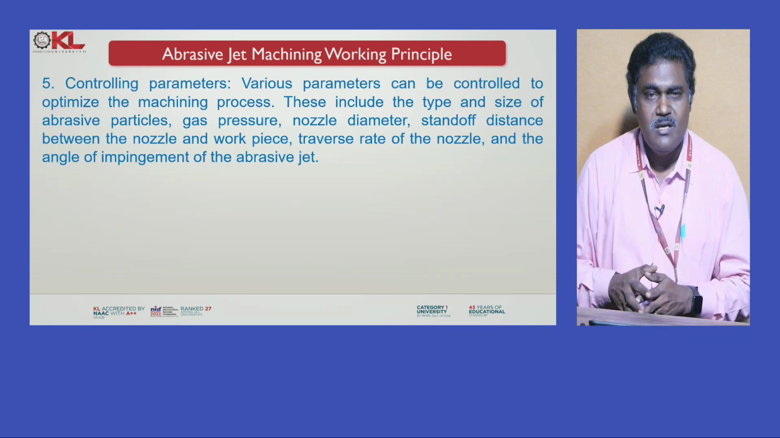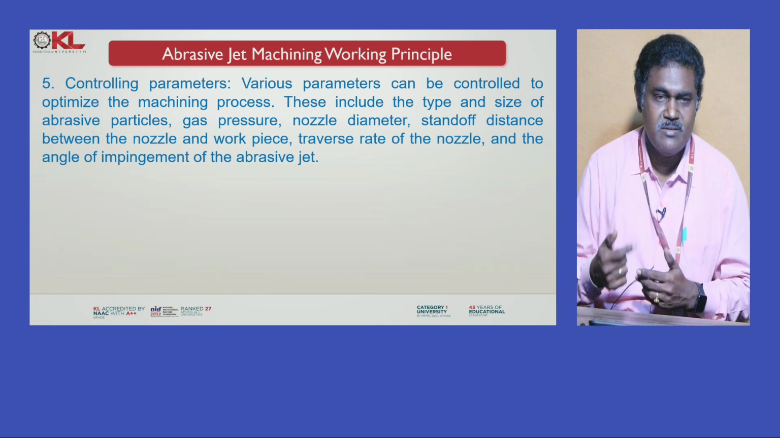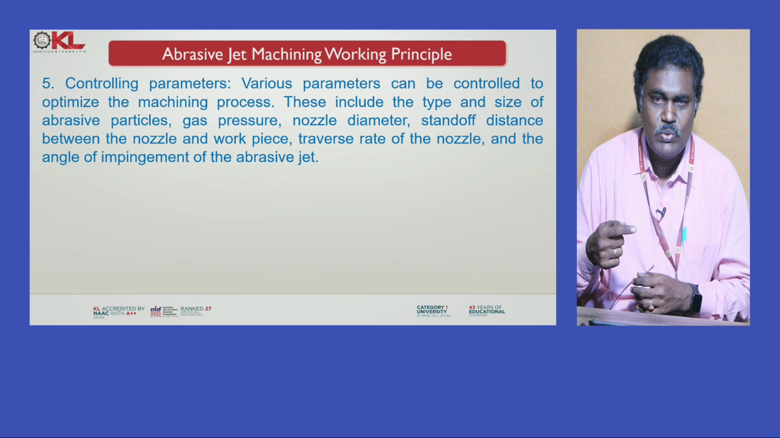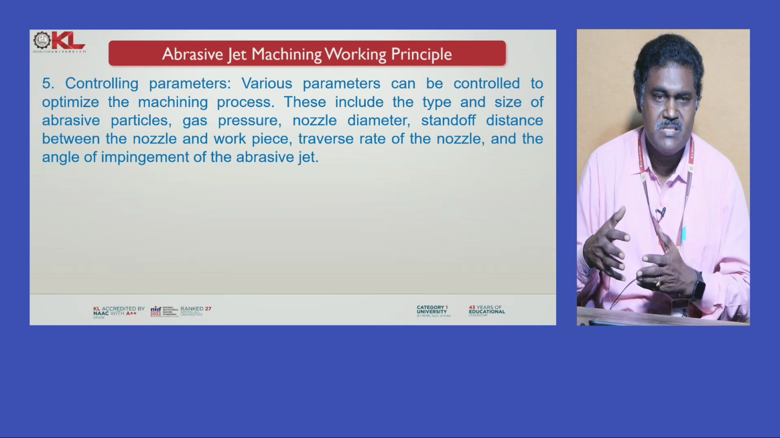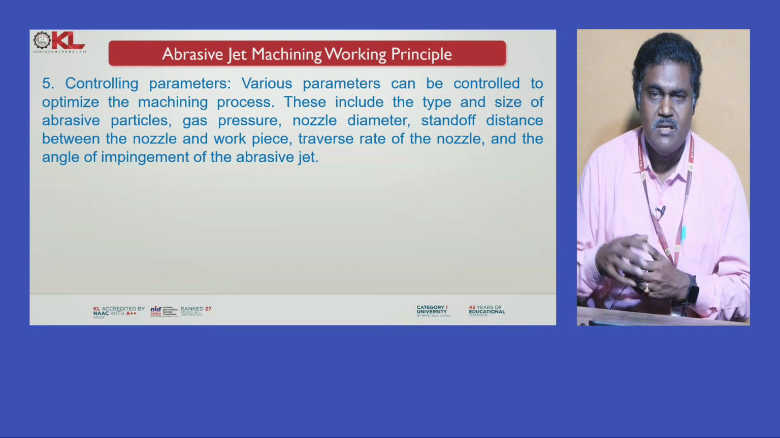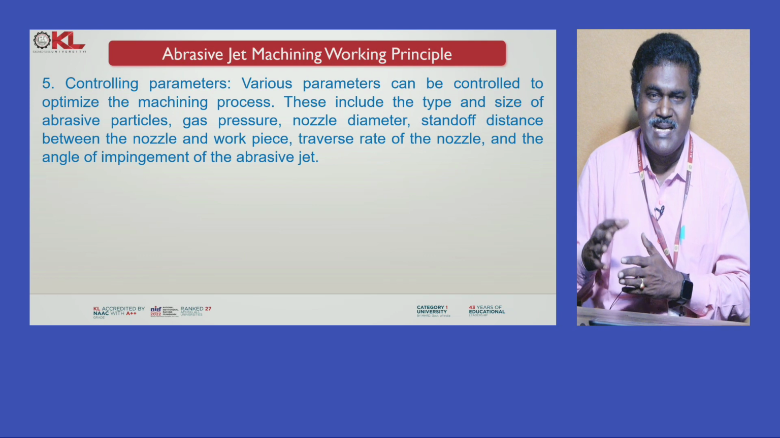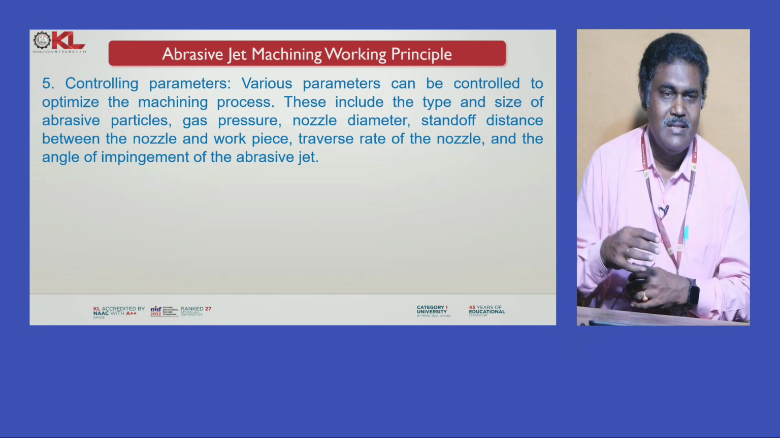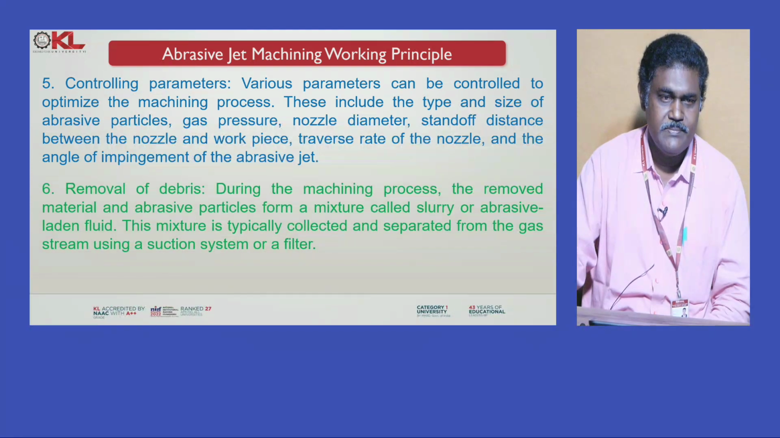Controlling parameters. Various parameters can be controlled to optimize the machining process. These include the type and size of abrasive particles, gas pressure, nozzle diameter, standoff distance between the nozzle and workpiece, traverse rate of the nozzle, and the angle of impingement of the abrasive jet.